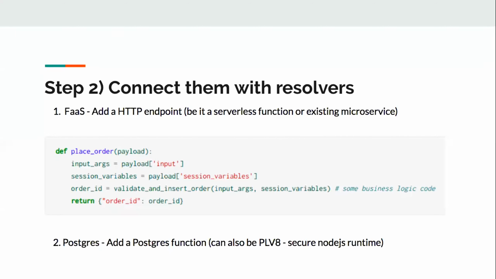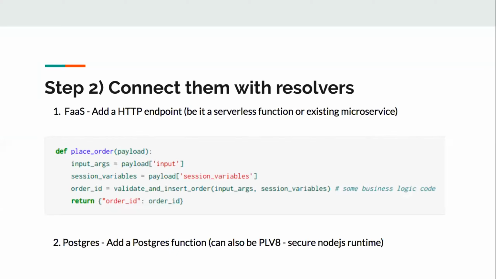and this payload has the input arguments that were sent in the action from the client. And it also has the session variables, the X-Hasura variables, and so on, that will be used for implementing permissions, right? So this is it. This is all the code that you write, and you get a fully fledged GraphQL API that you can now start calling from the client.